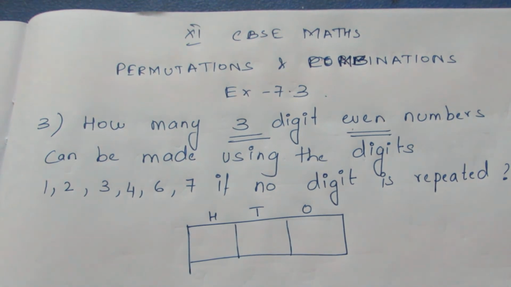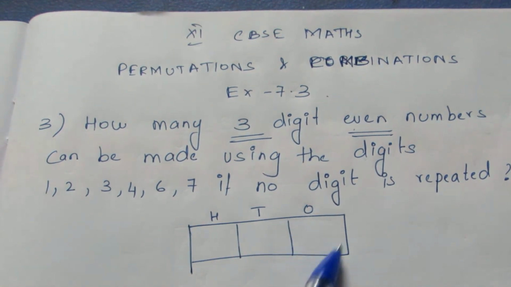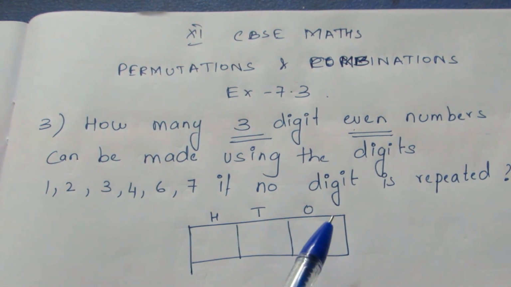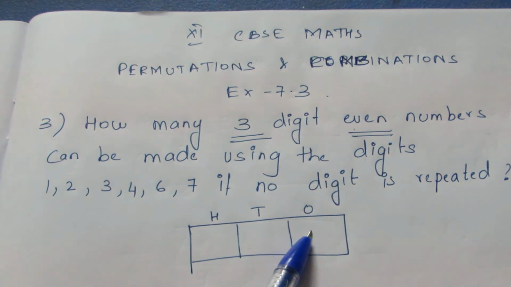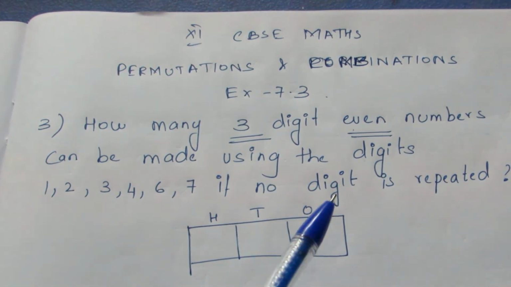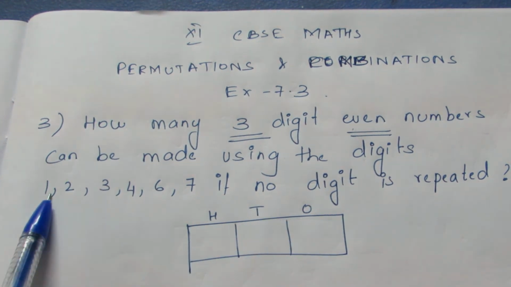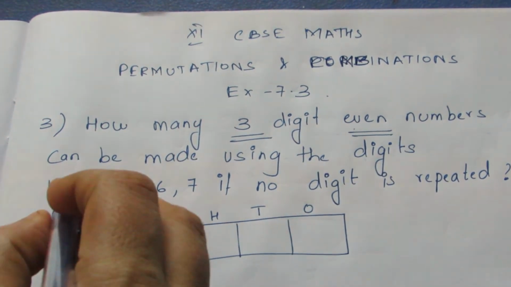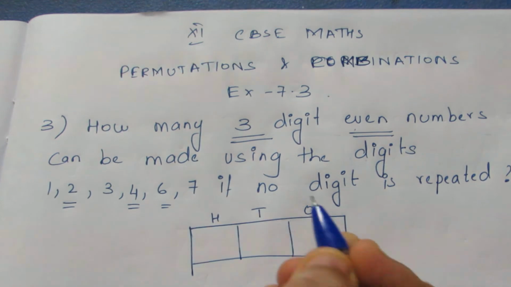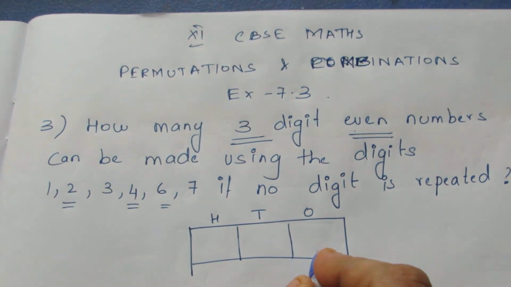For an even number, the ones place should have an even digit. It should have 0, 2, 4, 6, 8. If it is filled with 2, 4, 6, 8 or 0, then it will be an even number. Here there are 3 even numbers, 1, 2, 3 even numbers, which can be filled in the ones place.